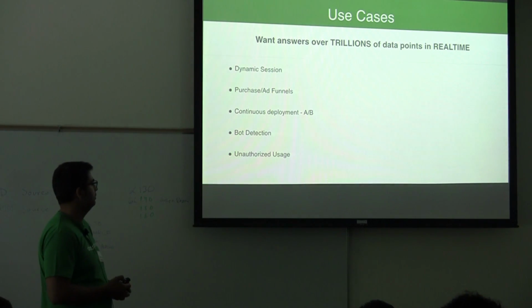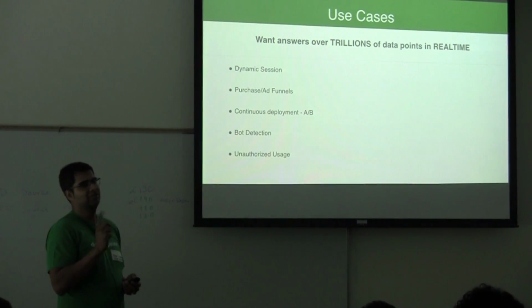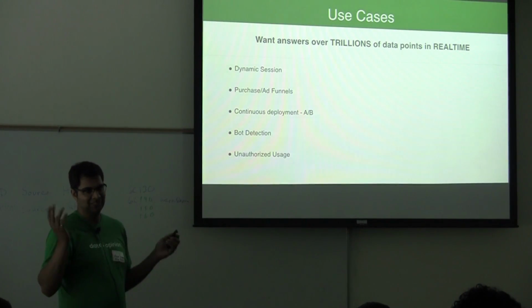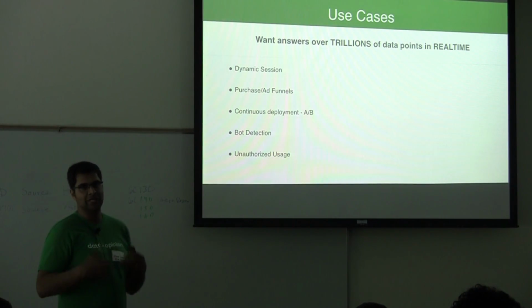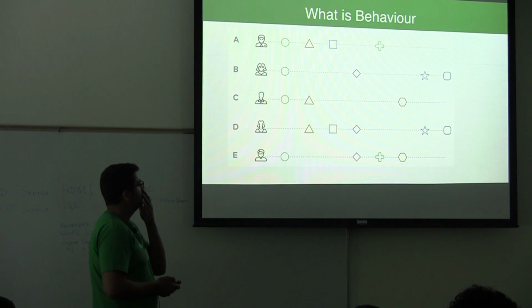Bot detection and unauthorized usage, so misusage of the app. I think we had a case where on Tinder, there's a bunch of people who were always swiping left, and they found that they created a cohort of these users and blocked them. So that's really important, right? When people are trying to game your application and use it in a way that's not good for the rest of the users, we can detect that and we can stop that activity. So what's behavior?